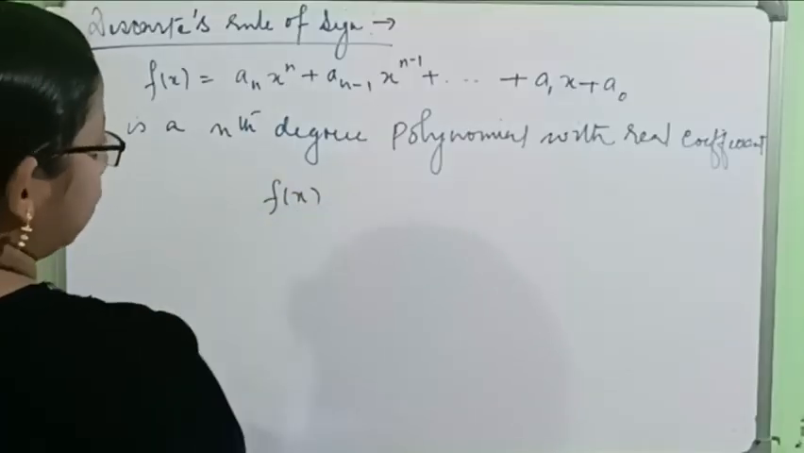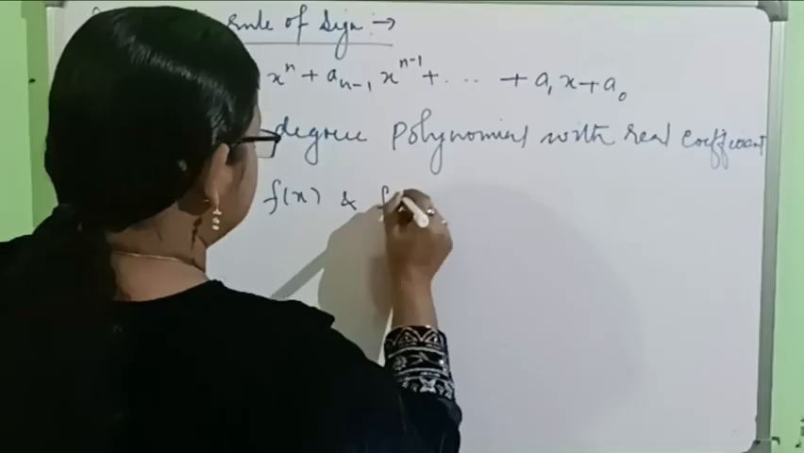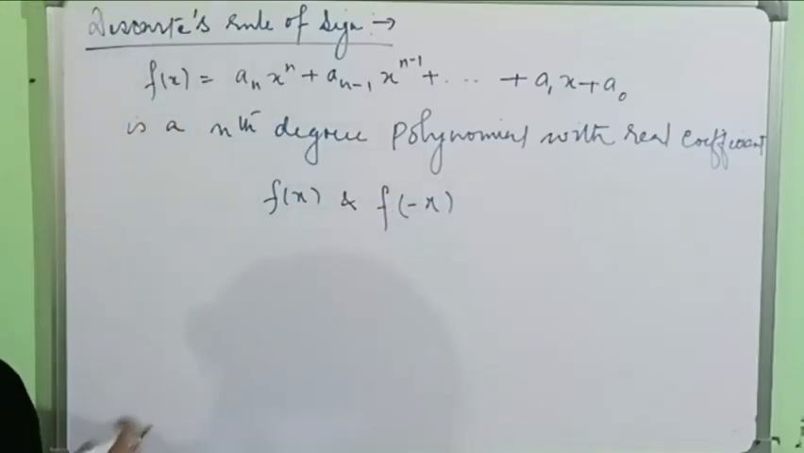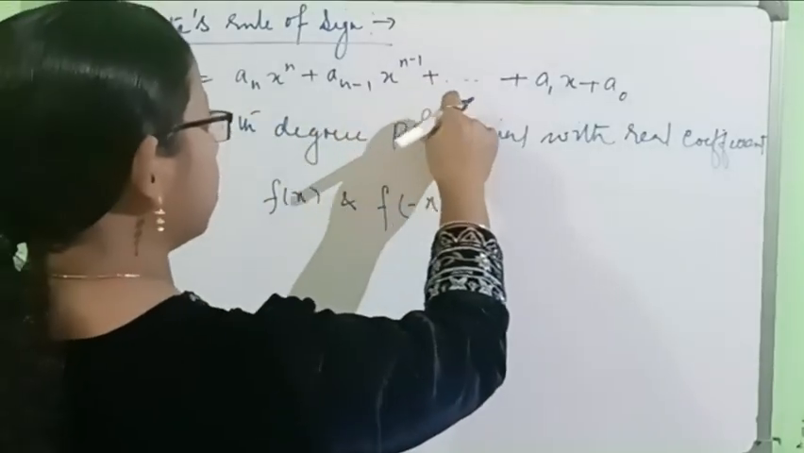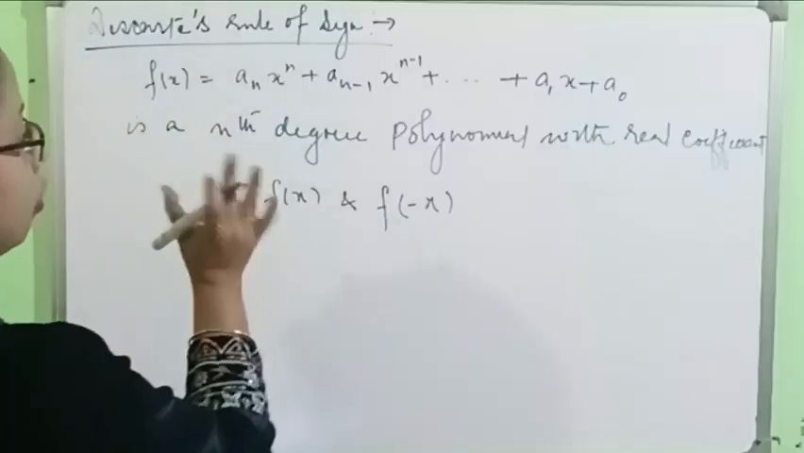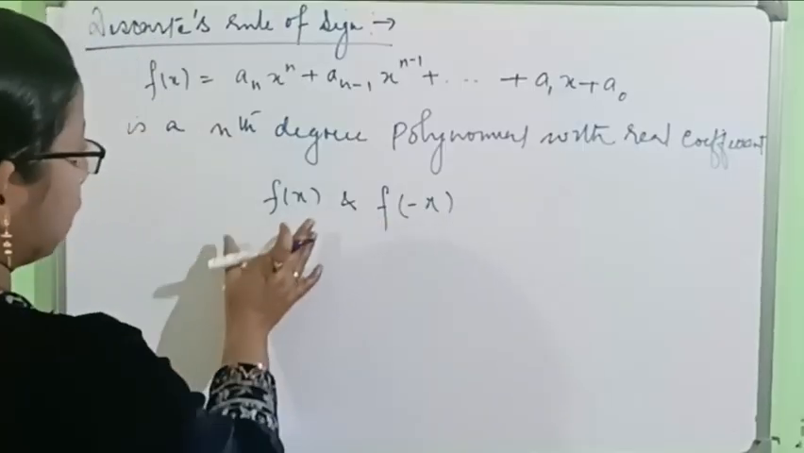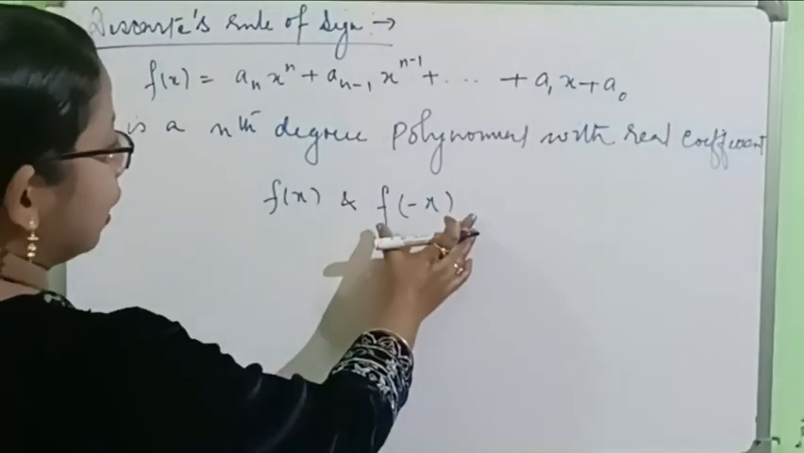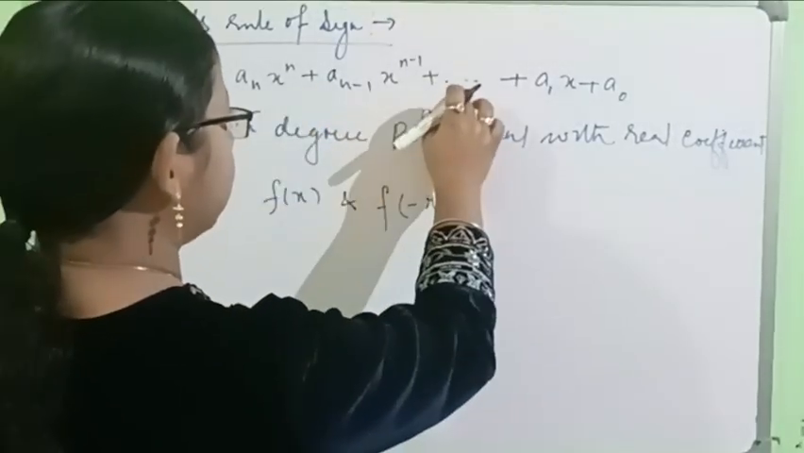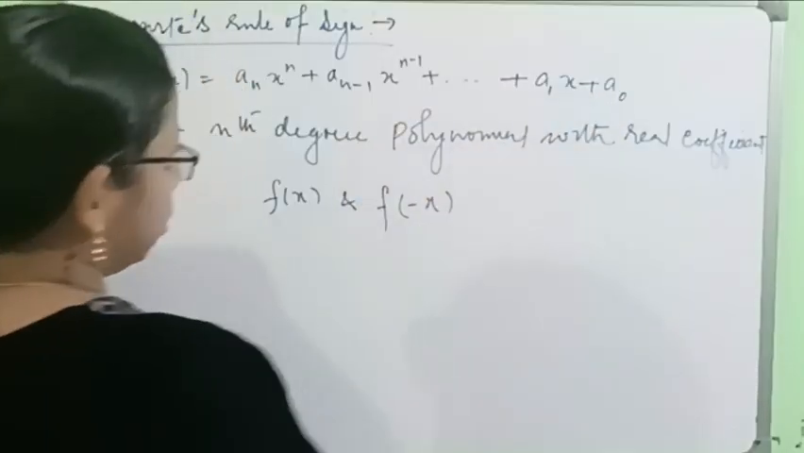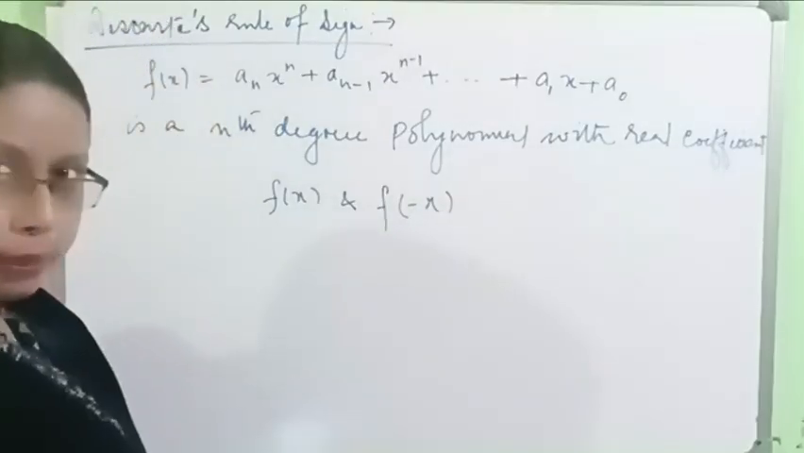What will be the number of changes of sign in f(x) and f(-x)? That is, when we move from this term to this term in f(x), what will be the number of changes of sign? Check that, and that will give you the number of positive real roots. And check the number of changes of sign when x is replaced by -x, moving from one term to the next, and that will give the number of negative real roots.